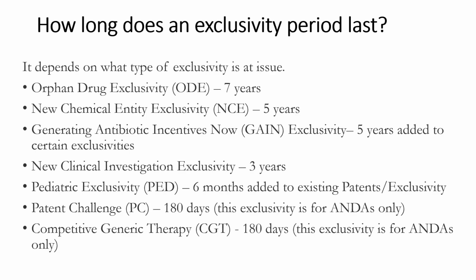How long does an exclusivity period last? It depends on what type of exclusivity is at issue. Orphan drug exclusivity, which we call ODE, the period is 7 years. New chemical entity exclusivity, NCE, is 5 years. Generating Antibiotic Incentives Now, GAIN, exclusivity is 5 years added to certain exclusivities.